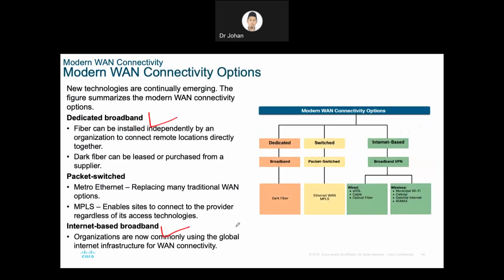For dedicated broadband, fiber can be installed independently by an organization to connect remote locations directly together. Dark fiber can be leased or purchased from a supplier. Packet switch: Metro Ethernet is replacing many traditional WAN options. MPLS enables sites to connect to the service provider regardless of their access technologies. And for internet-based broadband, organizations are now commonly using the global Internet infrastructure for WAN connectivity.